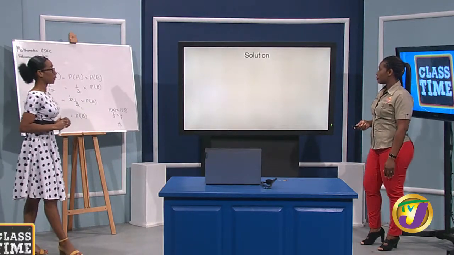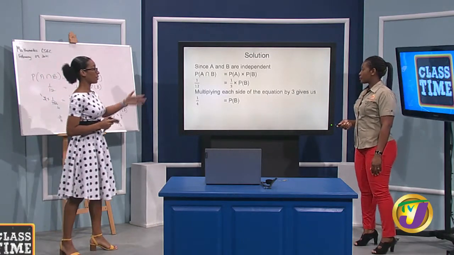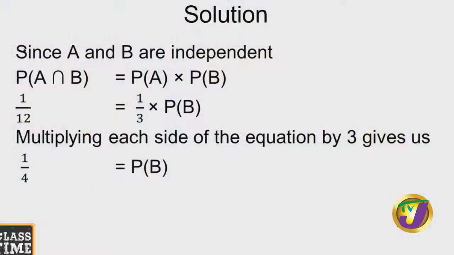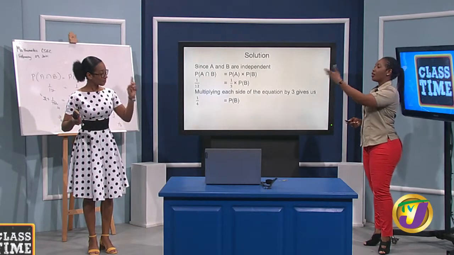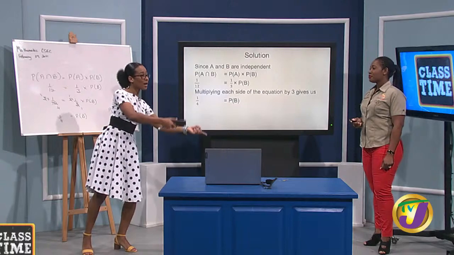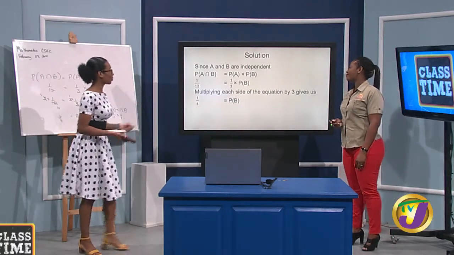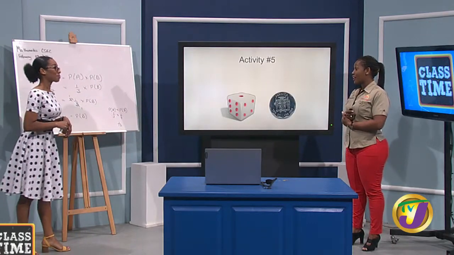And here we have our solution right there. We're on the right track. So we're multiplying each side of the equation by 3, which gives us the probability of event B is 1/4. And again, what type of events are we looking at? Independent events. That means the occurrence of one does not affect the probability of the occurrence of the other. So the probability of one event does not affect the probability of the other event. Good job. All right, activity 5.